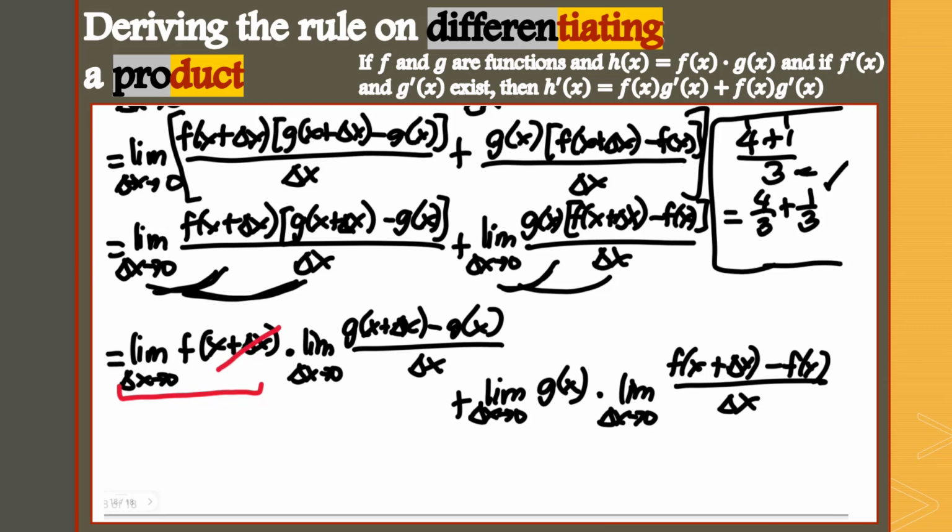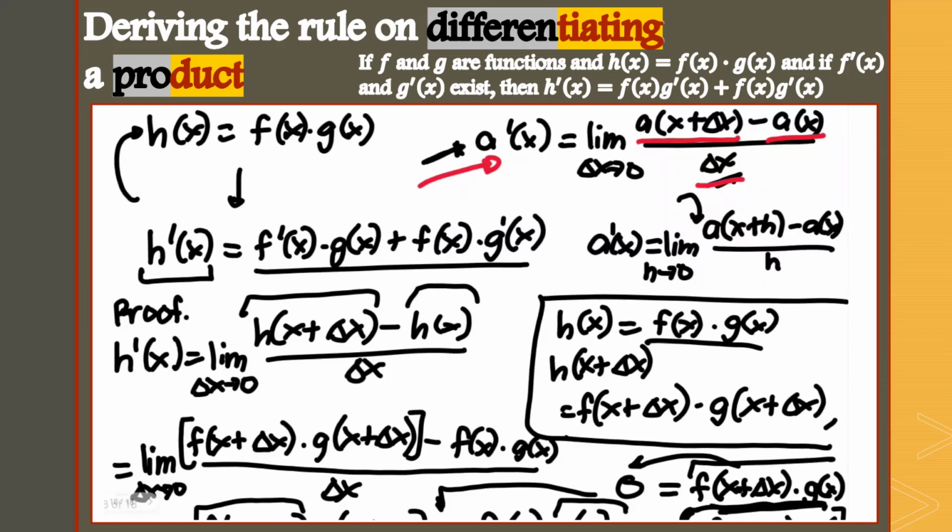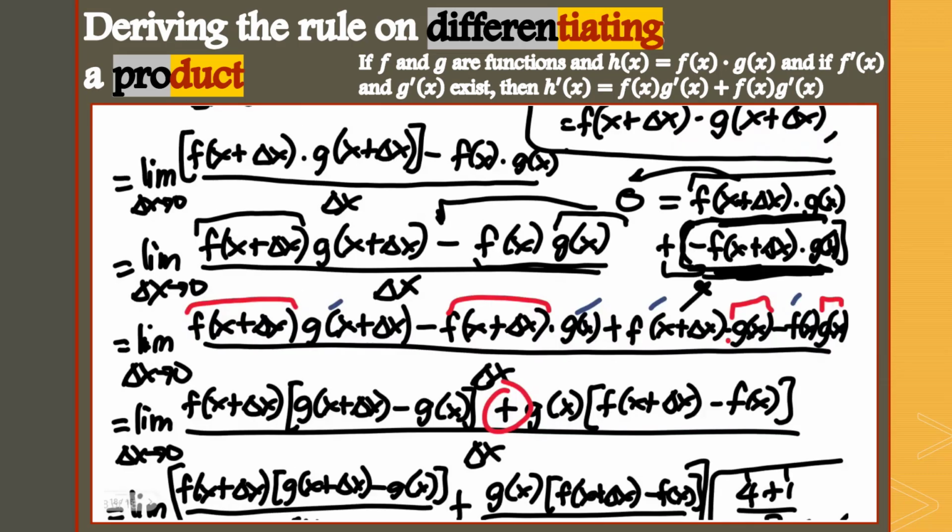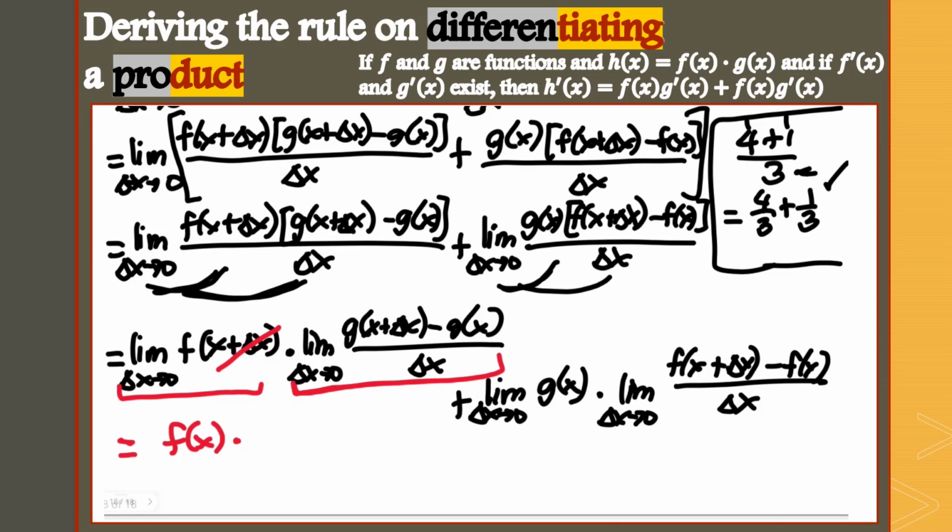This will become 0. So what remains here is just f of x, times, how about this one here? What is this related to? Look into our definition earlier, this one here. You can see that a prime of x is equal to this definition. This is just equivalent to this form, but instead of a, that's g prime of x.